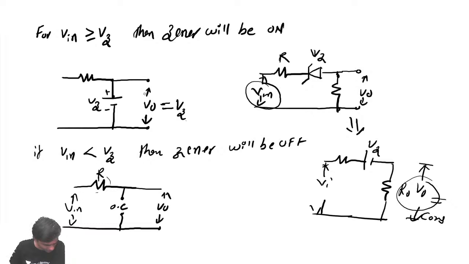Vasu, you asked when the Zener diode will act as an open circuit. That's what I'm doing now. Whenever V input is less than VZ, this acts as an open circuit. You will understand when I do some problems. We'll do one or two problems on this Zener diode, then you will definitely understand what I mean, Mr. Vasu.